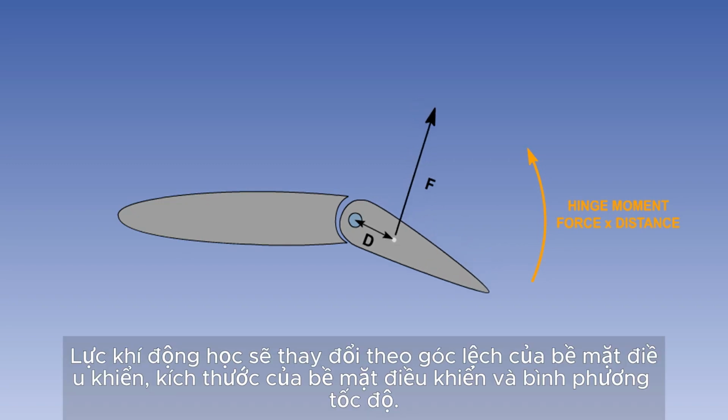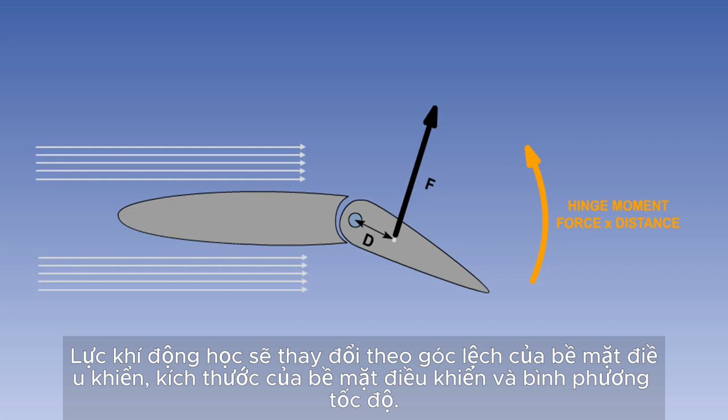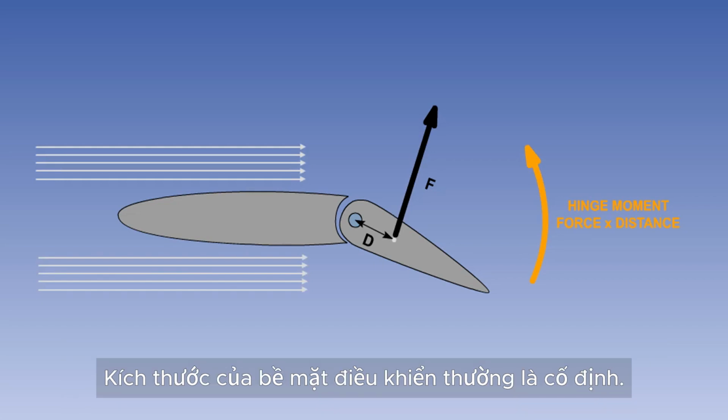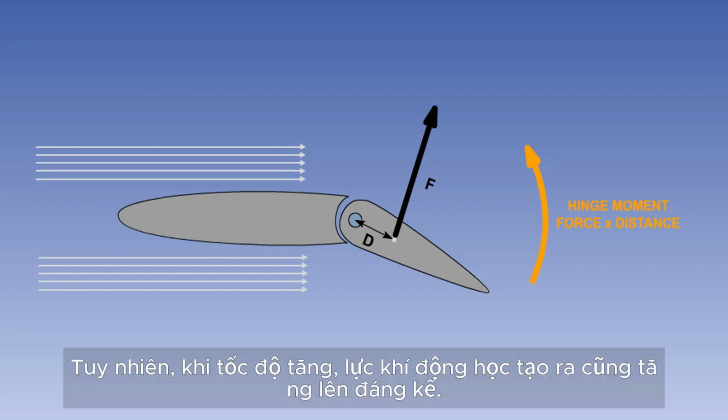The aerodynamic force will vary with the angle of deflection of the control surface, the size of the control surface, and the speed squared. The size of the control surface is usually fixed. However, as speed increases, the aerodynamic force generated greatly increases.